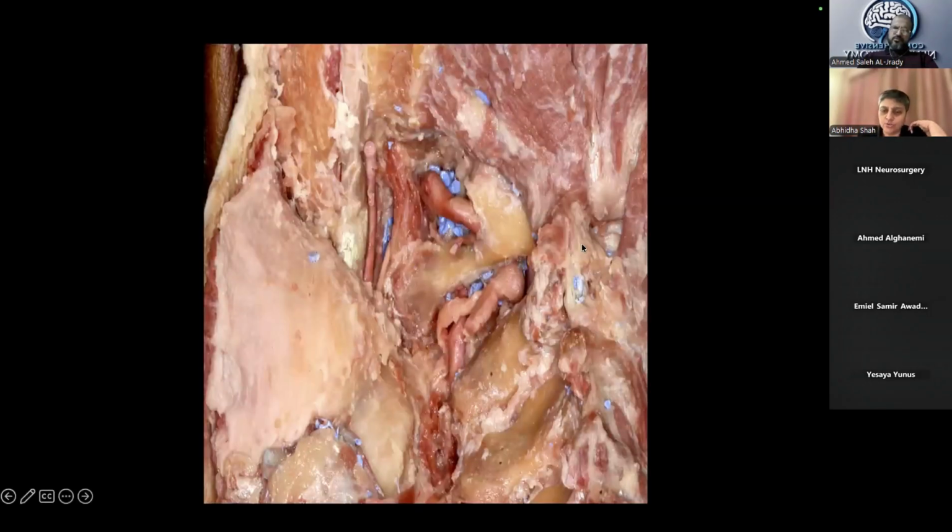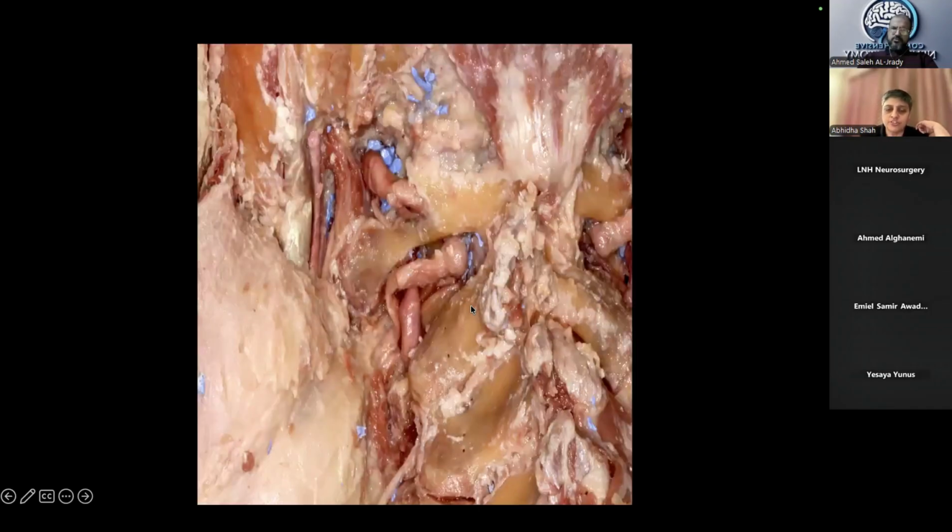This is the C2 spinous process. This is the C2 lamina. This is the vertebral artery as it is coming out and then going above the C1. This is the C1. This structure that you see here is the C2 ganglion. The C2 ganglion is the largest spinal ganglion, and it is second in size only to the fifth nerve ganglion. Here you see the C2 ganglion lies outside the spinal canal, and it occupies a position just dorsal to the atlantoaxial joint. So it is a very important landmark to reach the atlantoaxial joint.